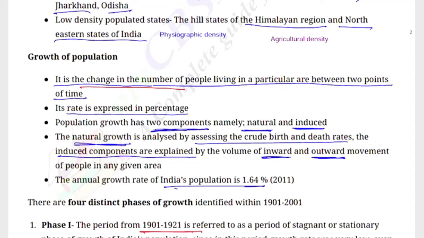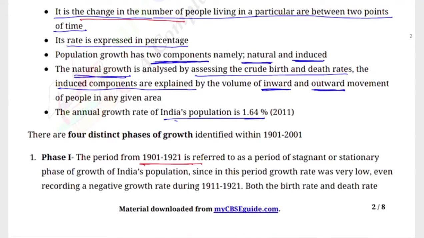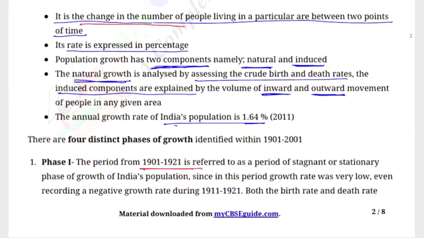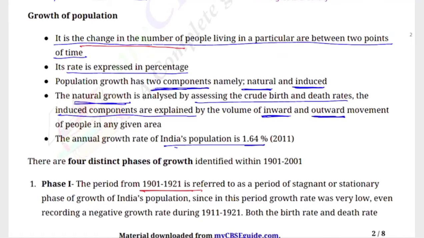Now this population growth is expressed in percentage. It's just like 1%, 2%, -1%. So जो population growth है उसको जो हम एक्सप्रेस करते हैं वो करते हैं population in percentage. The population growth has two components, और जो populations का कम या ज्यादा होने का जो there are main two components. One is natural and another is the induced.